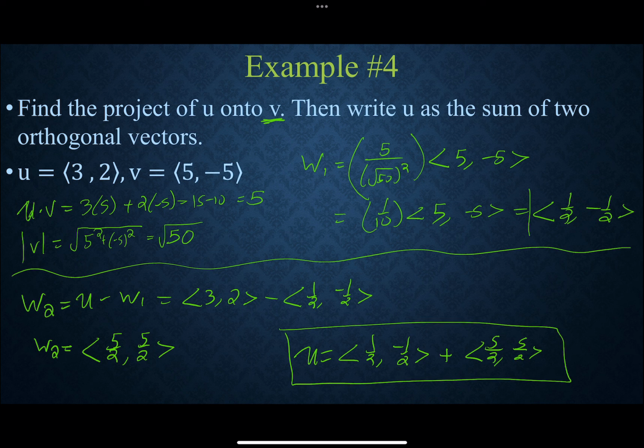So we split it up into the two components, W1 and W2. A little weird because obviously we already have u, but we just need to find those two different pieces. W1 is the vector projection calculation, and then W2 is simply that W1 subtracted from the u that we want to work with. Now again, you saw here the dot product was positive, so this was in the same direction as your v. You're noticing it's 1/2 comma negative 1/2, v is 5 comma negative 5. They're going in the same direction.